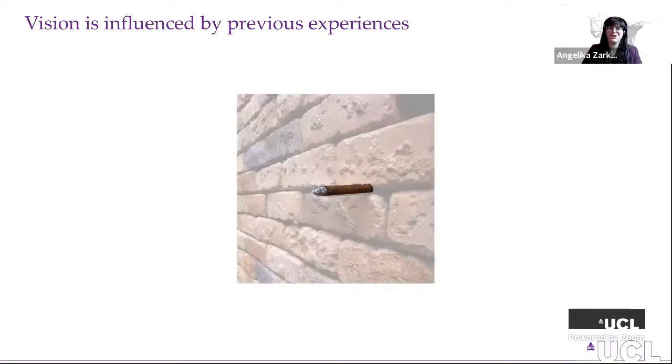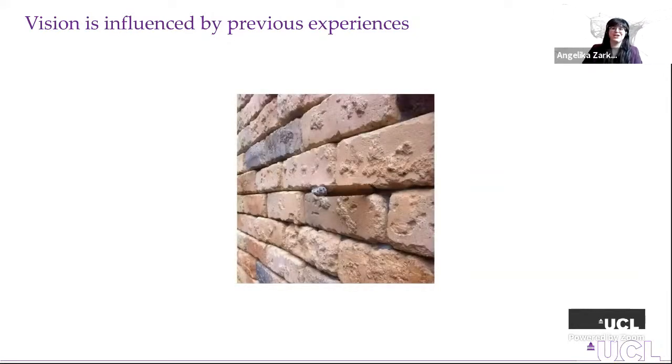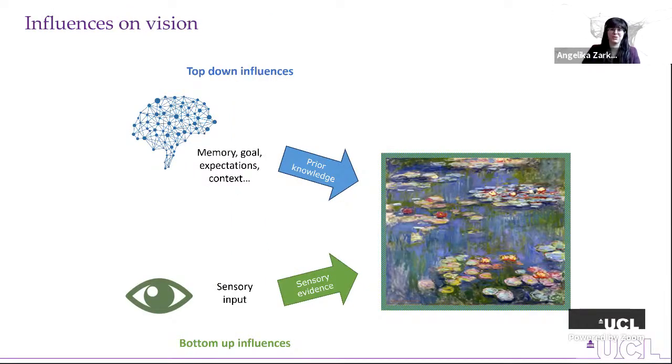But if I now highlight the object for you, the cigar right in the middle of the picture, and now show you the same picture again, it is now really easy to perceive it. So your previous experience actually influences what you visually perceive. And once you can see it, you can't unsee it. So vision is an active process.